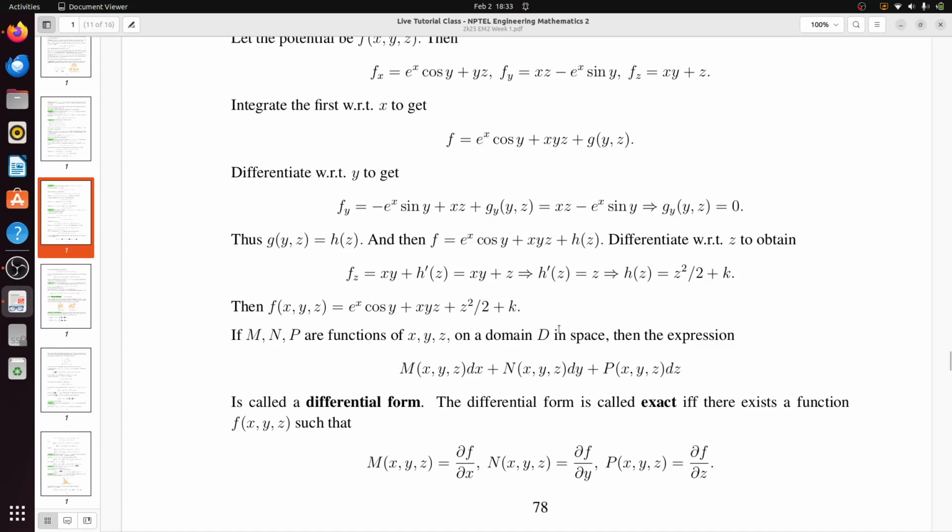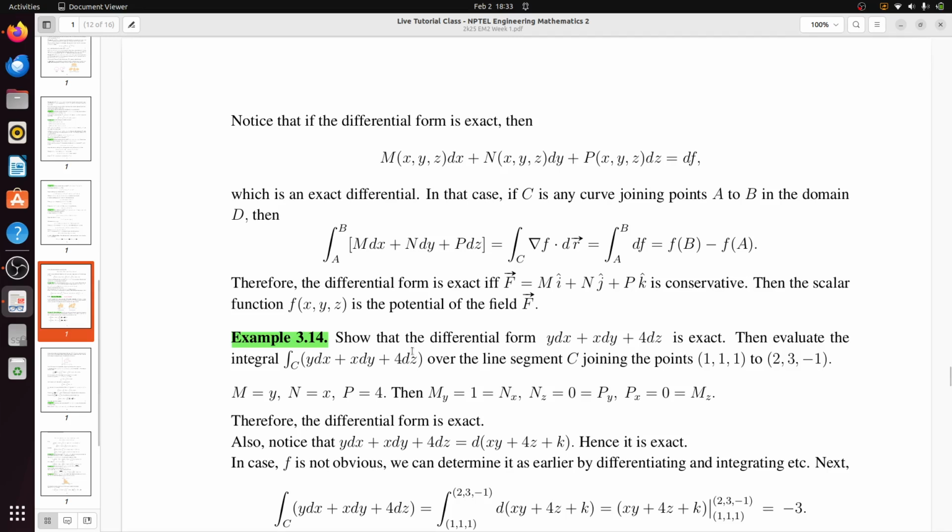So these types of things are called differential equations. If the differential form is exact, so if you can write M(x,y,z) dx plus N(x,y,z) dy plus P(x,y,z) dz equal to df, then the line integration from a to b of M dx plus N dy plus P dz will be just the difference between the functional form at the point b minus the function at the point a.